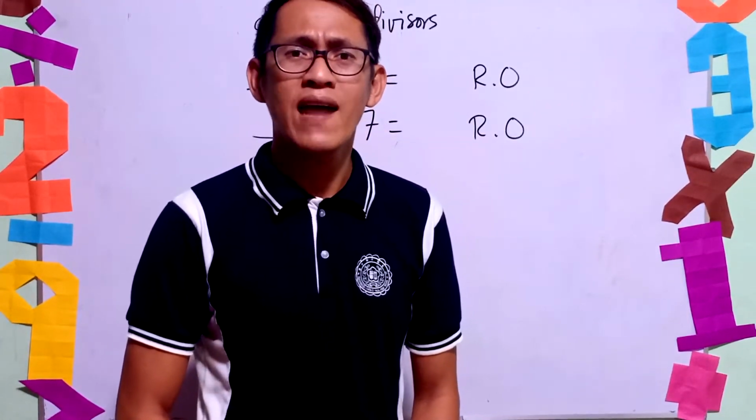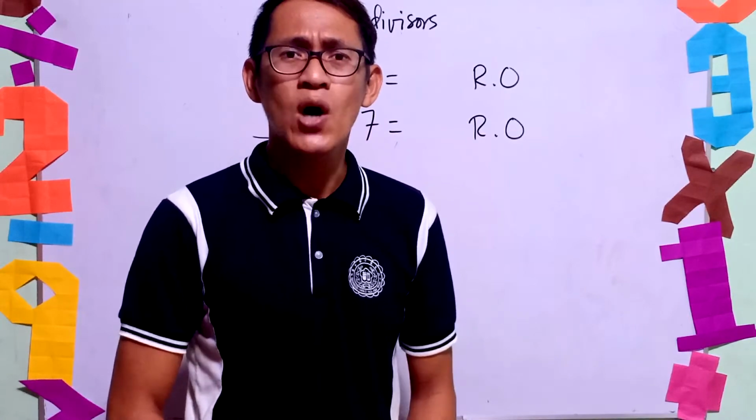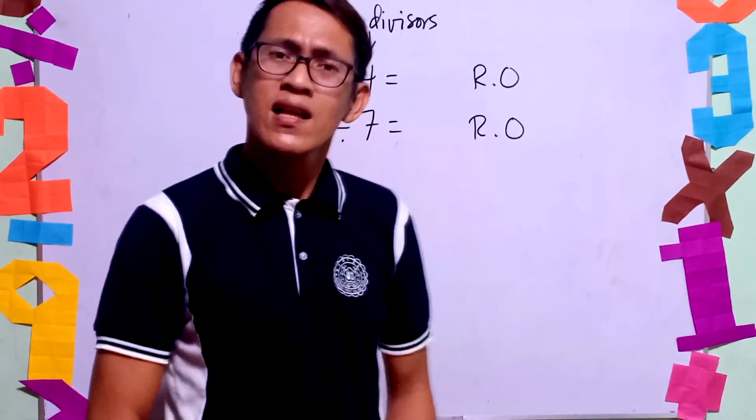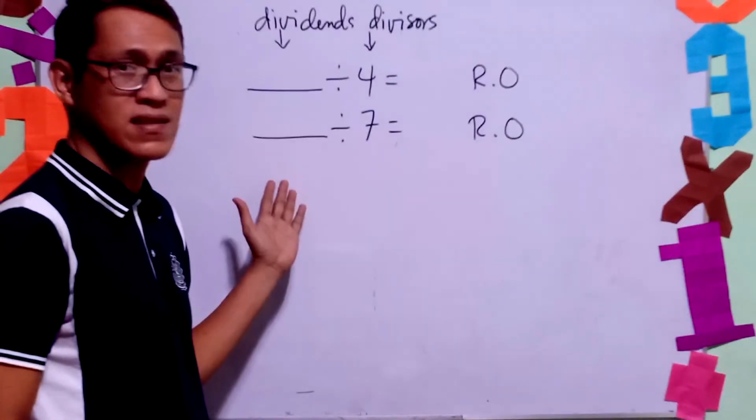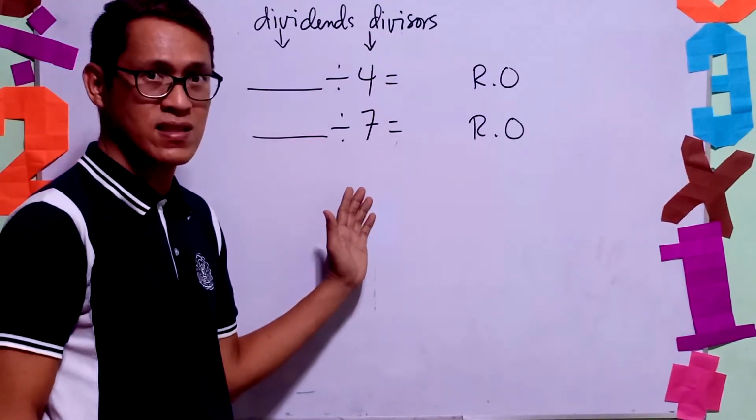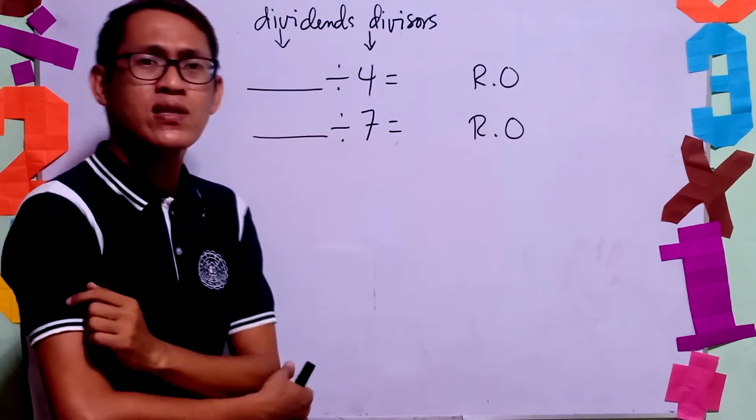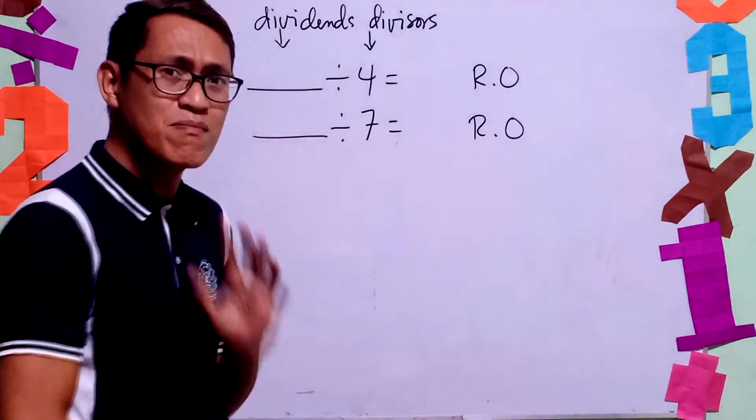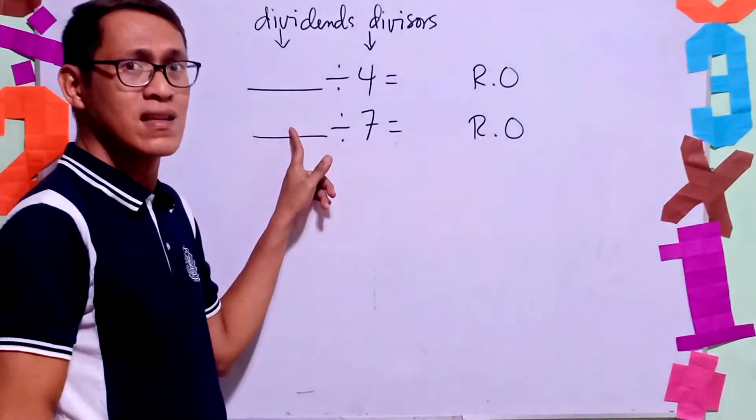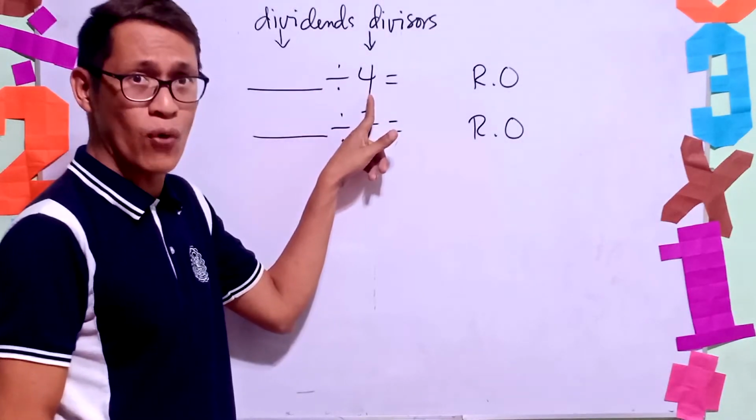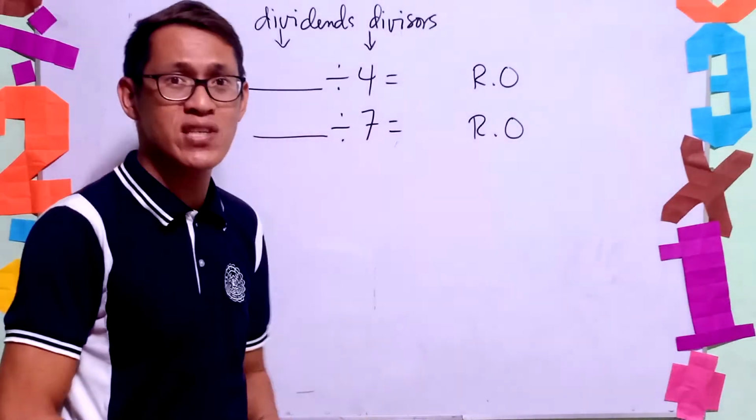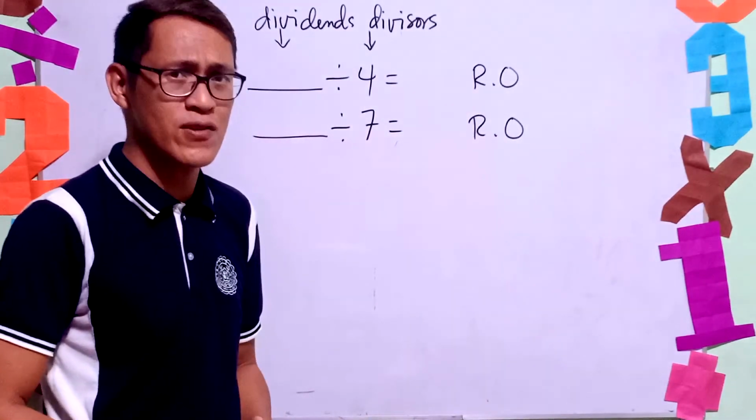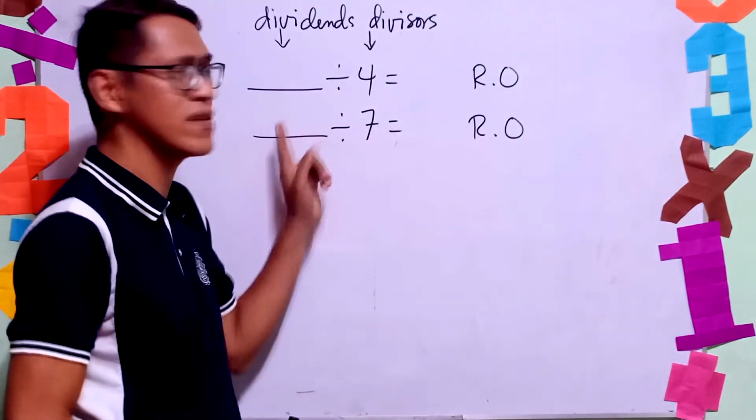For you to better understand what least common multiple is all about, take a look here on the board. I have the missing dividends given the divisors. So what will you do? You simply think of the smallest dividend here that when you divide it by 4, divide it by 7, they will give you remainder 0. Let's see if you can think of the smallest dividend here.